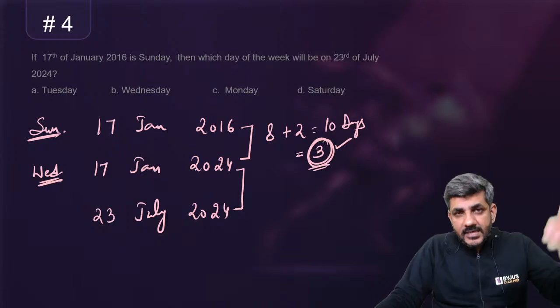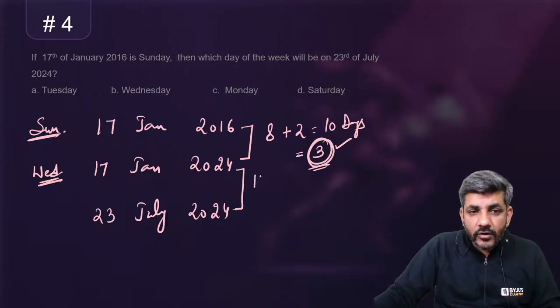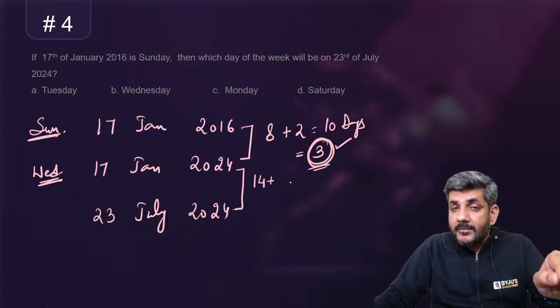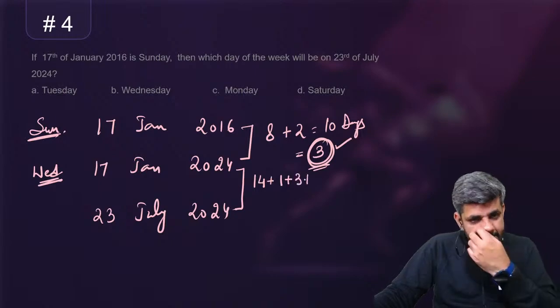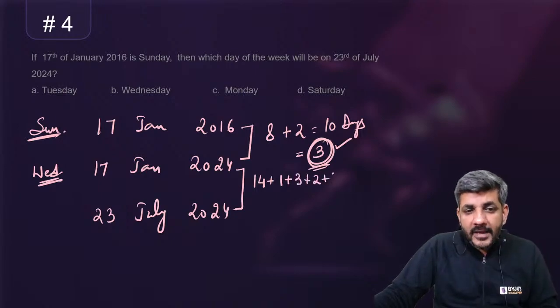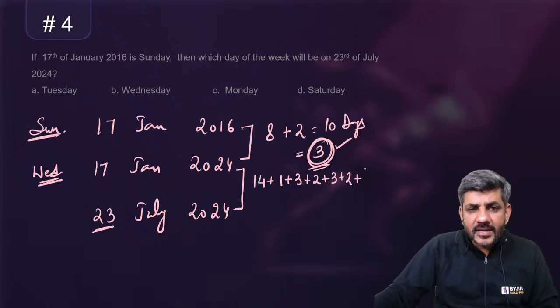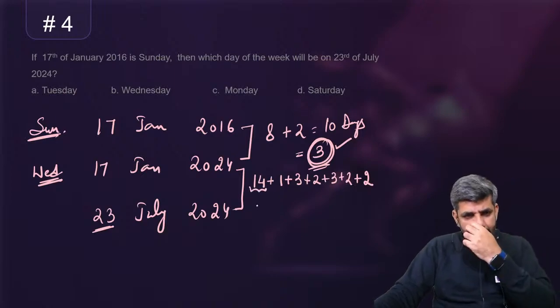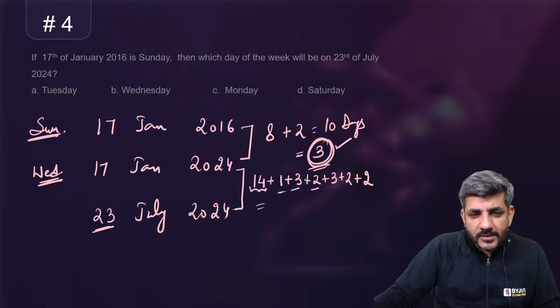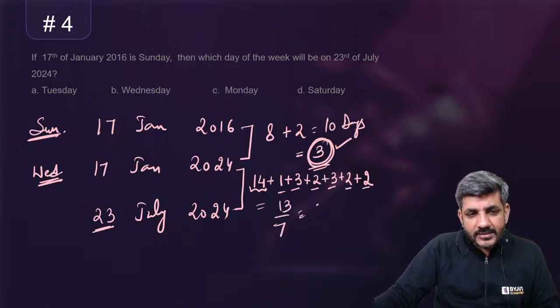अब 17 जनवरी से आगे चलते हैं. जनवरी में कितने दिन बचे हैं? 14 more days. Then I have February. Now February is a leap year. 29 divided by 7 is 1. March 31 divided by 7 is 3. April is 2. May is 3. June is 2. And July is 23. 23 by 7 is 2. Of course, इसको आप 0 भी लिख सकते हैं 7 से डिवाइड करके. That makes 1 plus 3, 4 plus 2, 6 plus 3, 9 plus 2, 11 plus 2, 13. And 13 by 7 is 6.